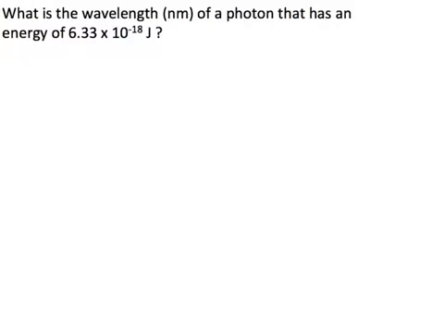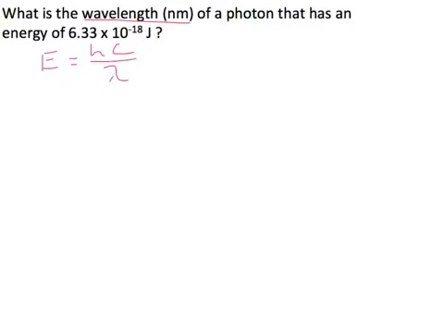Okay, question 6.5 is what is the wavelength of a photon that has an energy of 6.33 times 10 to the minus 18 joules? So we're looking for a wavelength in nanometers. Once again, this is just like the other questions. So E is equal to Planck's constant times the speed of light divided by the wavelength.